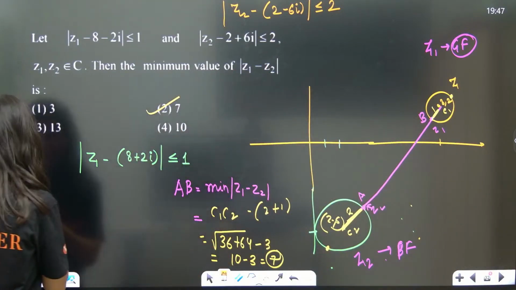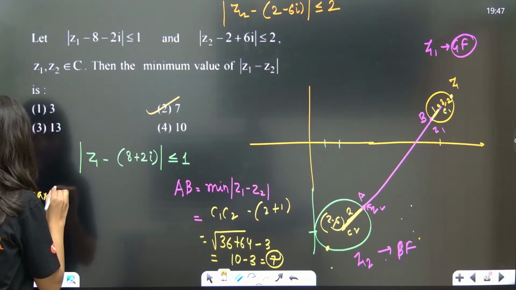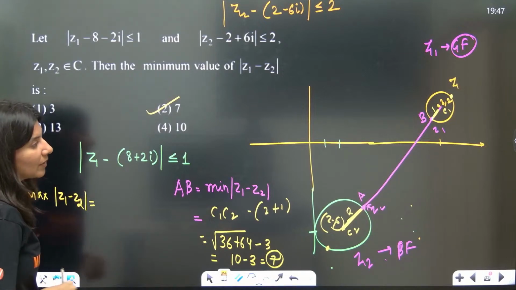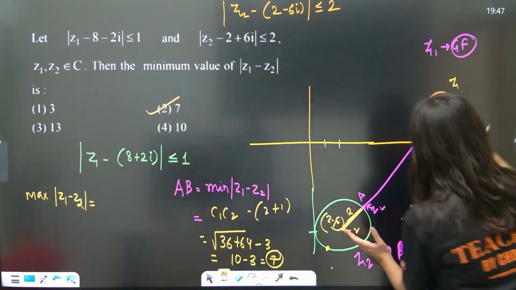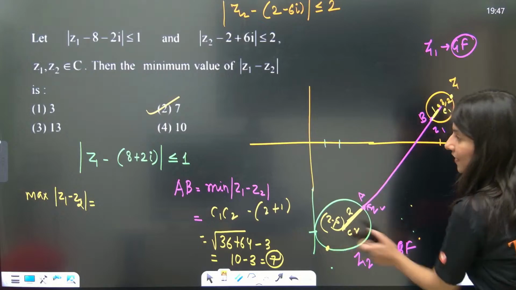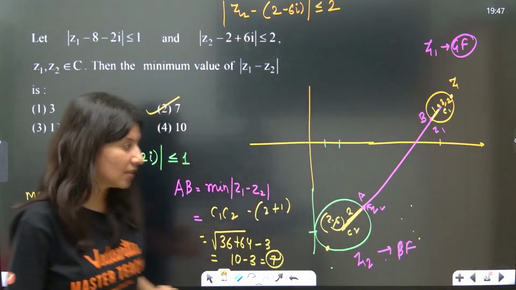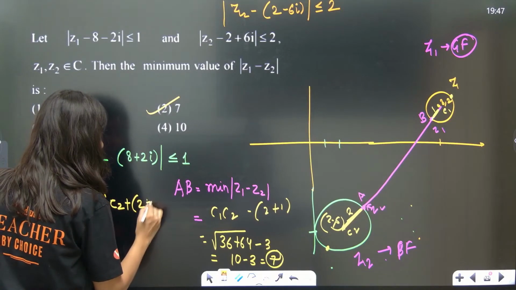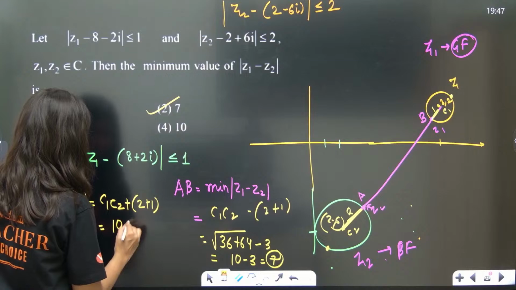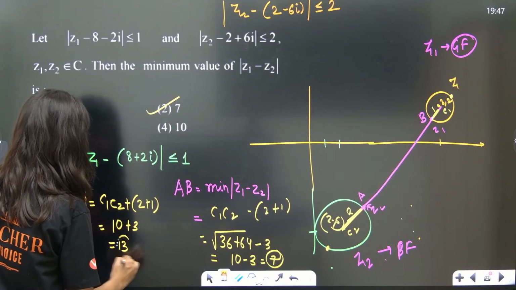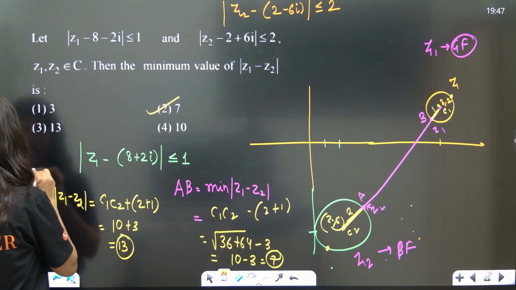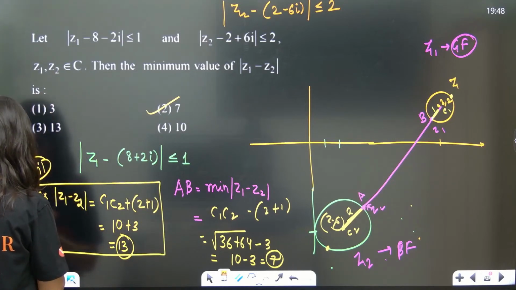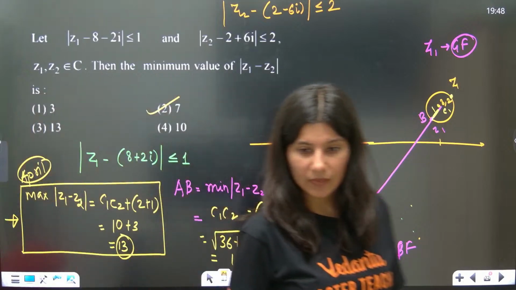Can anybody tell me, suppose in the April attempt they ask for the maximum distance between Z1 and Z2, what will the answer be? The answer will be the distance between centers plus both the radiuses. So the distance between centers C1, C2 plus R1 plus R2, which is 2 plus 1. So this is 10 plus 3, so 13 is the maximum distance. In the April attempt, they can give you this question. Okay. Clear?